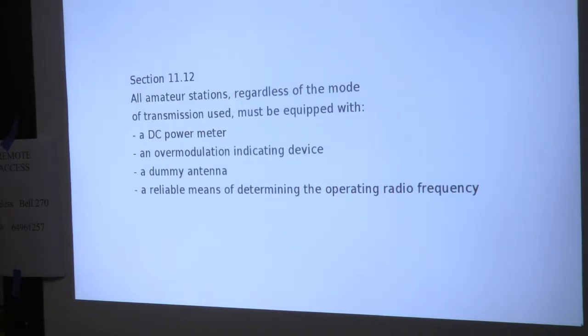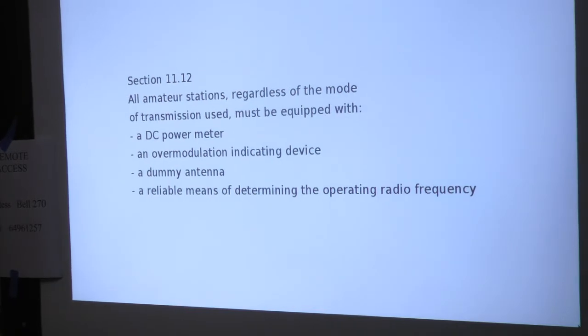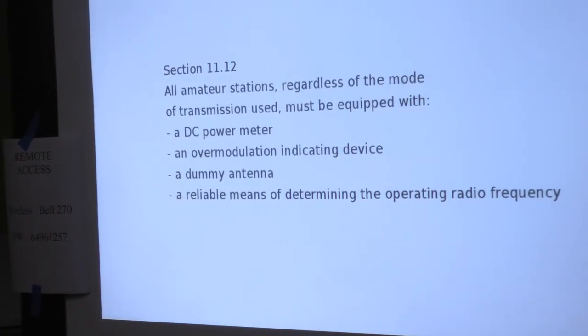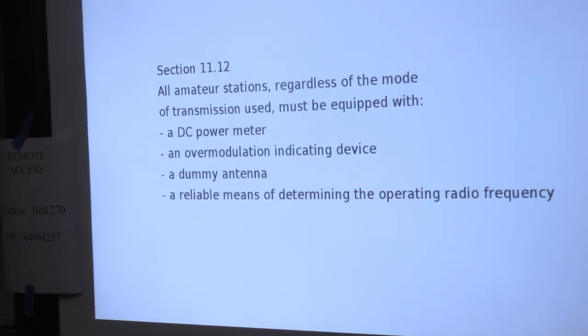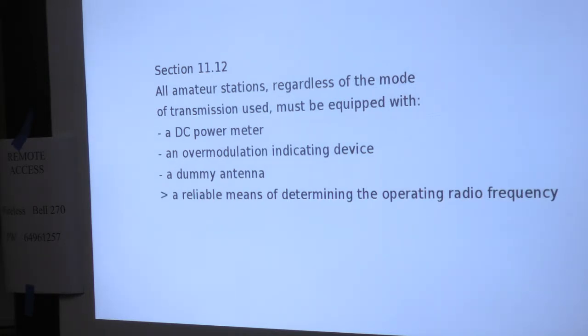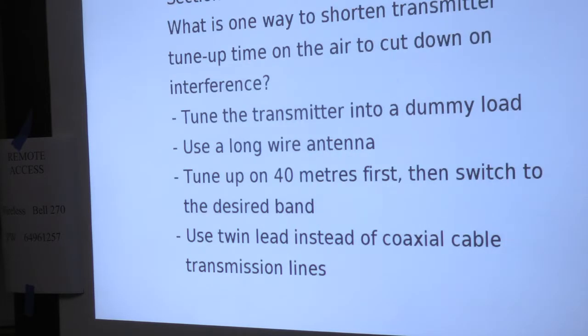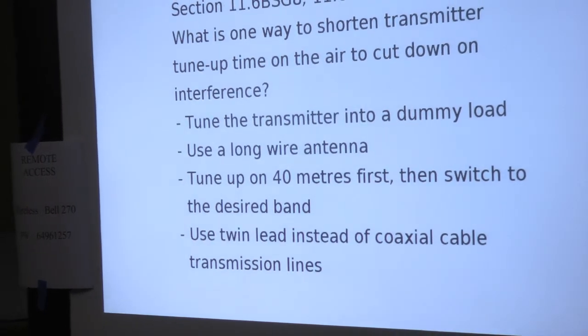All amateur stations, regardless of the mode of transmission used, must be equipped with a DC power meter, an overmodulation indicating device, a dummy antenna, a reliable means of determining the operating radio frequency. I would say number 4. Yeah, that's correct. Broadcasting on non-amateur frequencies is illegal, so if you can't tell where you're broadcasting, that is also illegal. If you're not sure that you can say what you can say, don't say it.